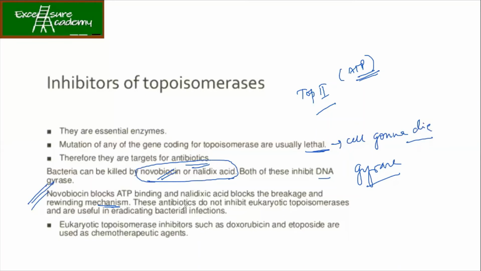Okay. Now, these antibiotics do not inhibit the eukaryotic topoisomerase. Of course, otherwise there is no point of using these antibiotics. We won't kill ourselves in order to kill the bacteria, right? Now, eukaryotic topoisomerase inhibitors such as doxorubicin and etoposide are used as chemotherapeutic agents. Now, when you say chemotherapeutic agents, what does it mean? हम क्या target कर रहे हैं? Cancer cells. Yeah, cancer. Yes, good.